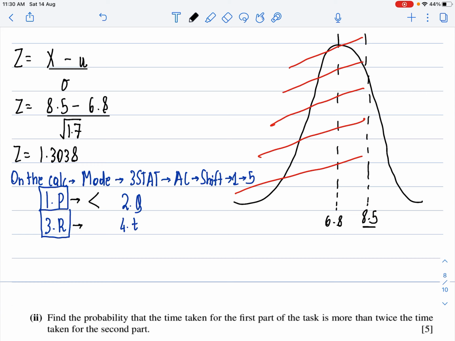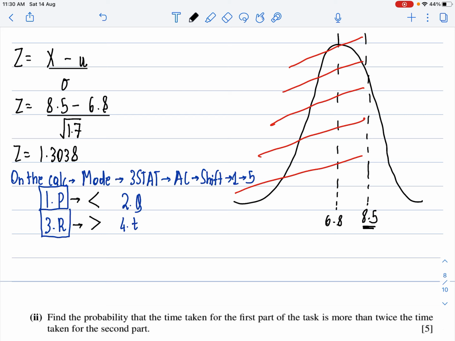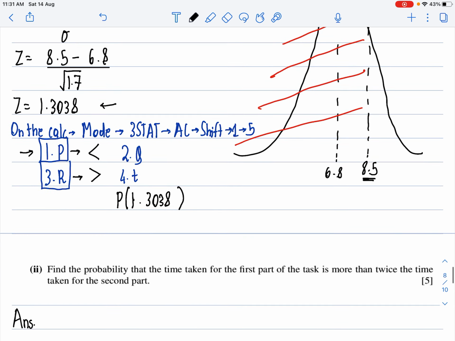And you click on R when you are calculating a more than value. In this case, I am calculating less than 8.5, so I click on option 1. When I do that, on the display I get P with a bracket. In the bracket, I write the Z value, which is 1.3038. Now, when I write this and click on equal to, I get my answer, which is 0.904, which is basically the final answer and the probability.